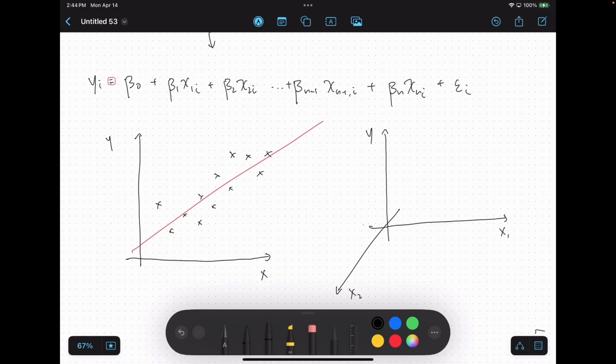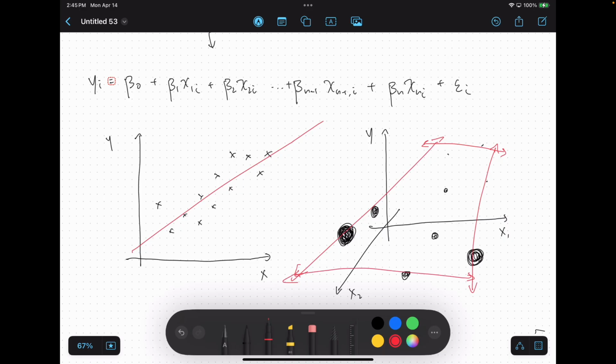So yeah, I'll attempt to draw something in 3D. The larger the point is, the closer it is to you, and the smaller it is, the farther away it is from you. So if we have something like this, then the fit, instead of a line, would now be a plane that goes through all of these. It might look something like this, a plane that extends in these directions.